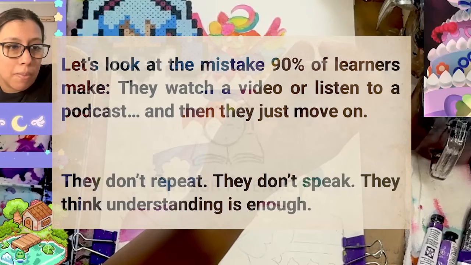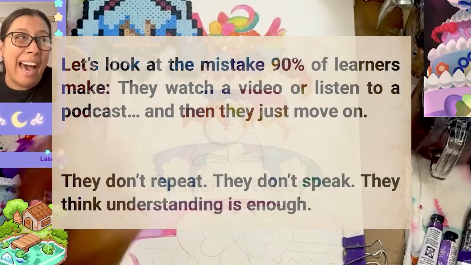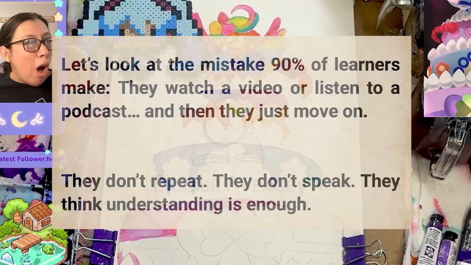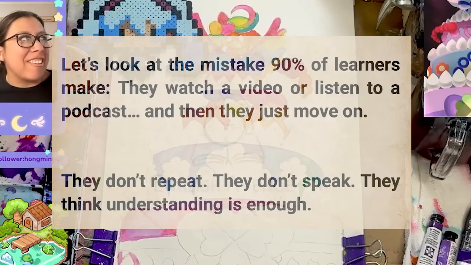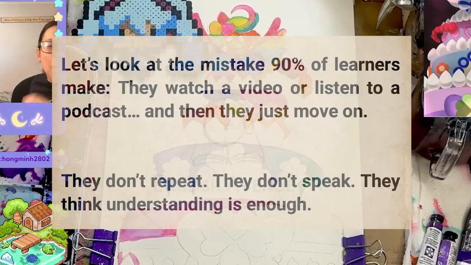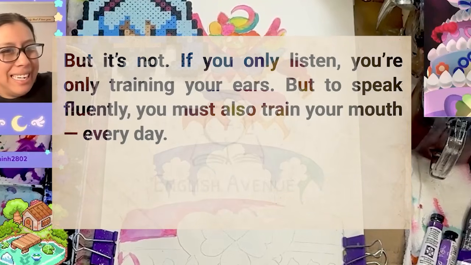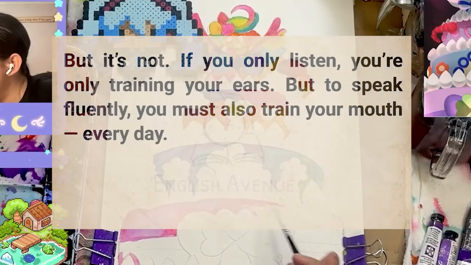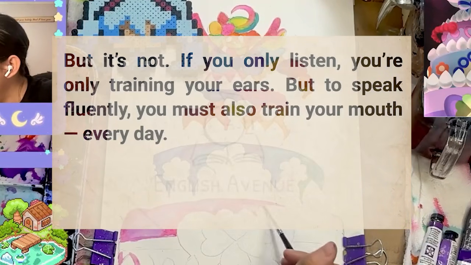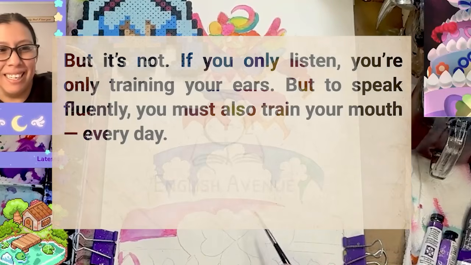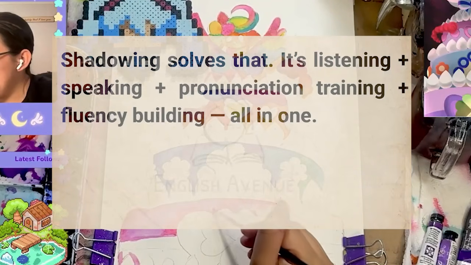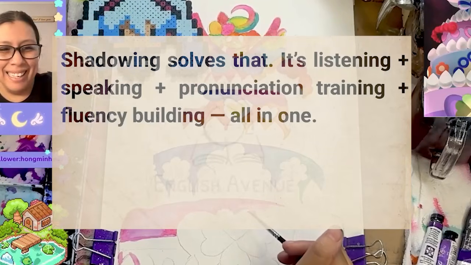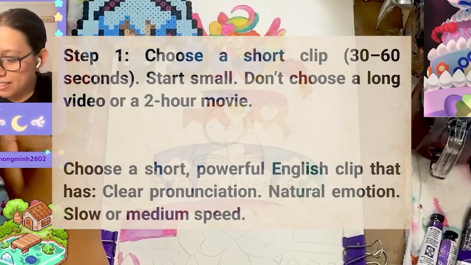Let's look at the mistake 90% of learners make. They watch a video or listen to a podcast, and then they just move on. They don't repeat. They don't speak. They think understanding is enough. But it's not. If you only listen, you're only training your ears. But to speak fluently, you must also train your mouth. Every day. Shadowing solves that. It's listening plus speaking plus pronunciation training plus fluency building. All in one.